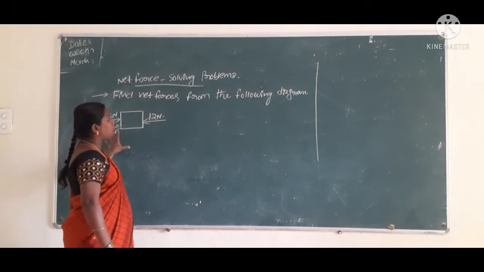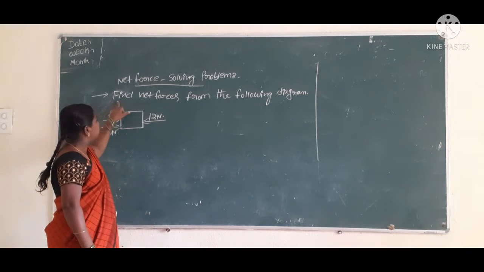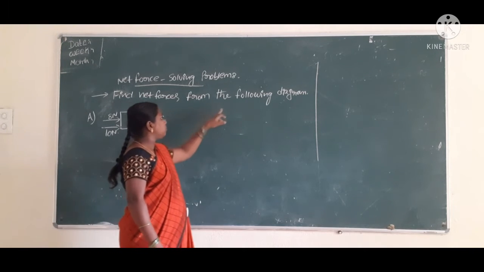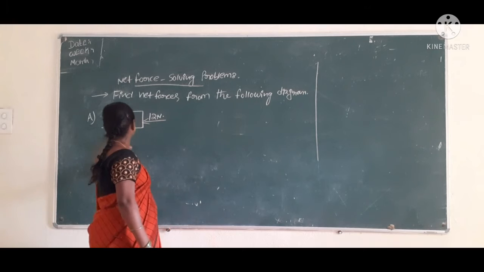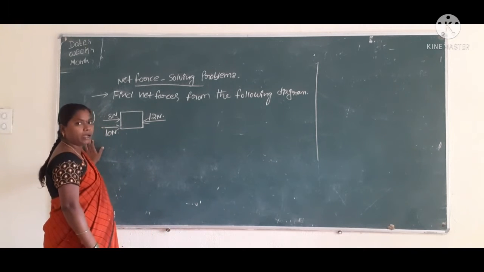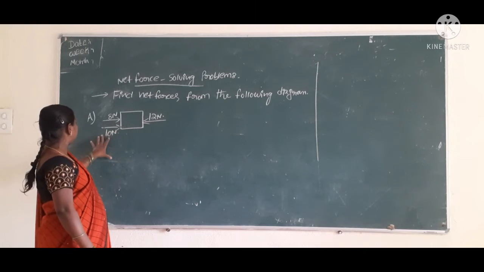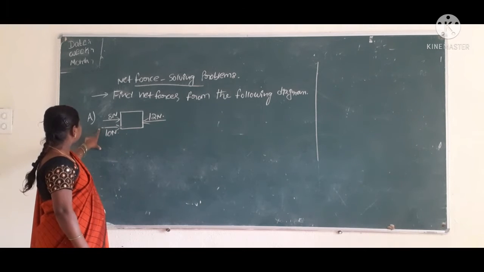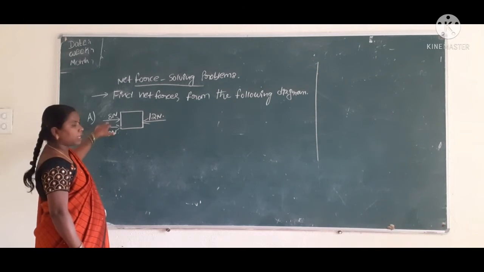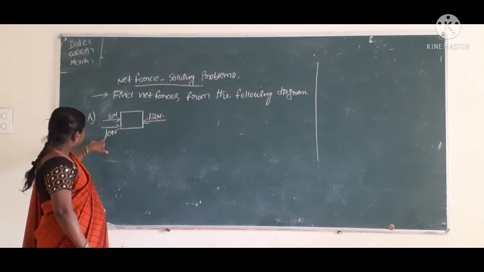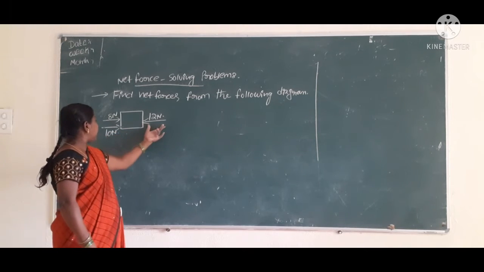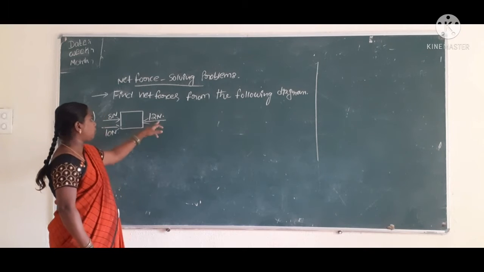Net force, solving problems. Find the net force from the following diagrams. First diagram: on the left side the forces are 8 newtons plus 10 newtons, and on the right side the force is 12 newtons.